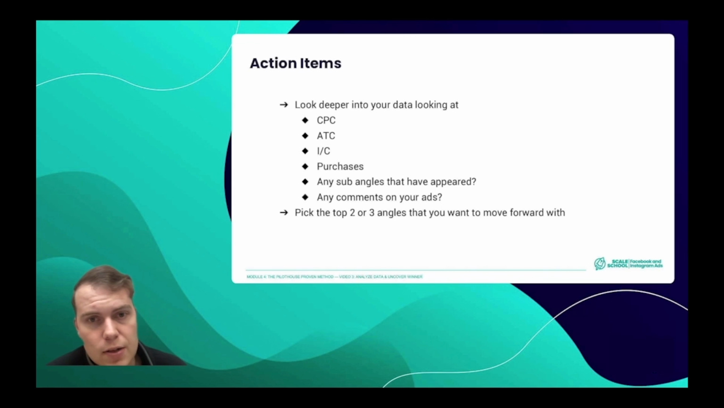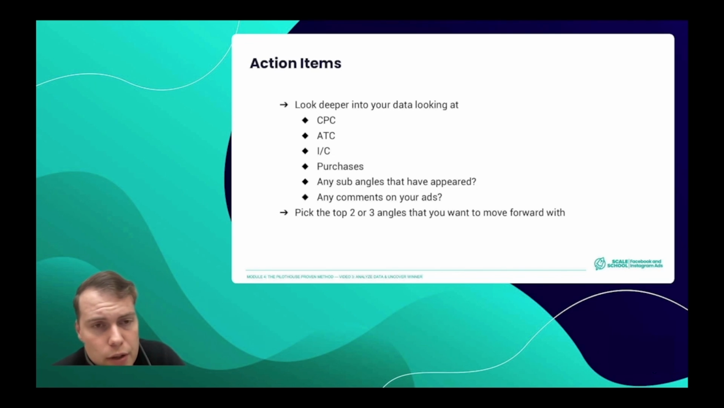So those are things to consider and look into as well. And you want to pick the top 2 or 3 angles you want to move forward with. Think as well, it's valuable if you're running the same type of sub-angle or copy format across multiple angles. Take a look at that data too. You can filter it by ad name as well and compare and just see what those averages look like and any outliers. And that's ultimately the conclusion of this lesson.